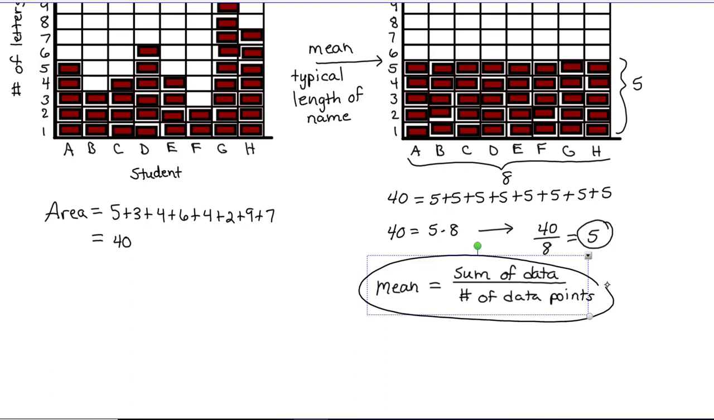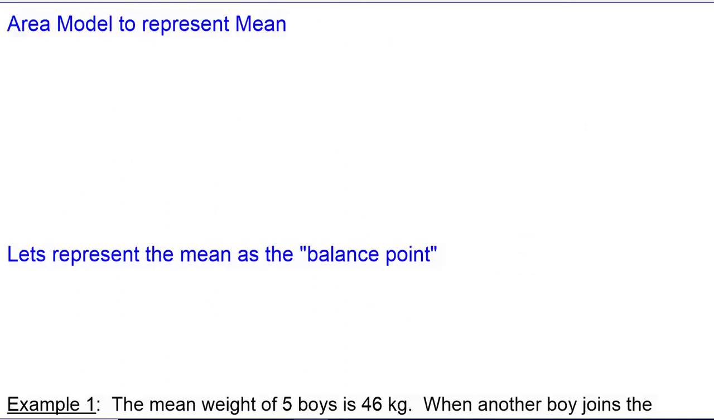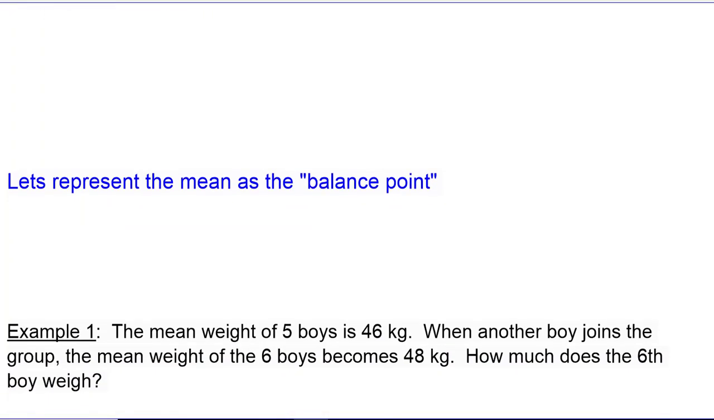There was an area model to represent the mean. That was actually just what we did, so we don't have to fill that in. But what about a balance point? This is where you have a balance beam and you want to know where it would stay balanced. So let's say that I have a 1, 2, 3, 4, 5, 6, 7, 8, and 9.